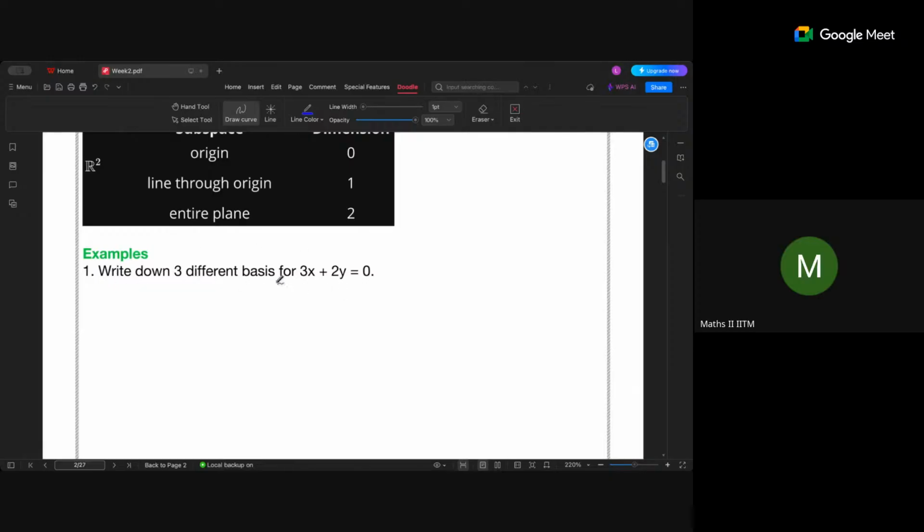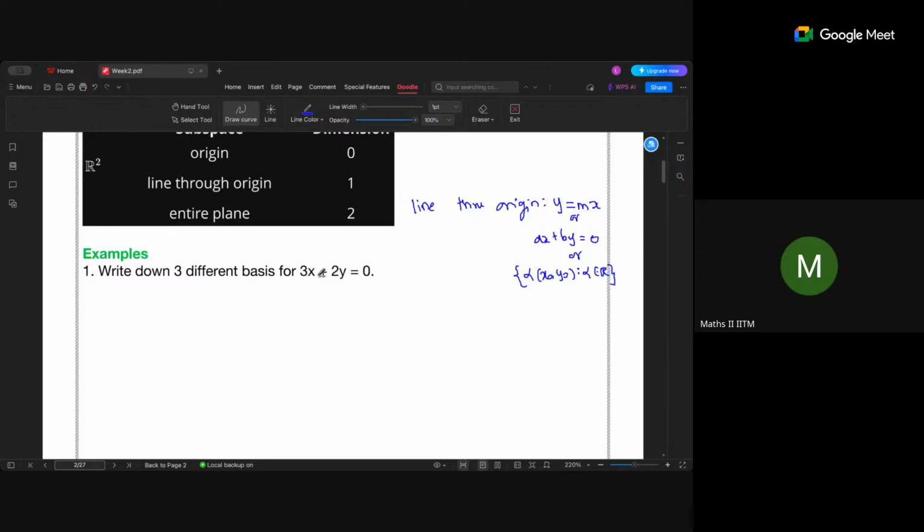Whenever you have something like this, first try to understand what this set is. You are asked to find different bases for this particular equation. What does this equation say? Any straight line passing through the origin. What are the different ways of representing a line through the origin? Either you can write it as y is equal to mx, or as ax plus by equals 0, or simply say that it is alpha times some specific (x naught, y naught). All these are different ways of writing a line through the origin.